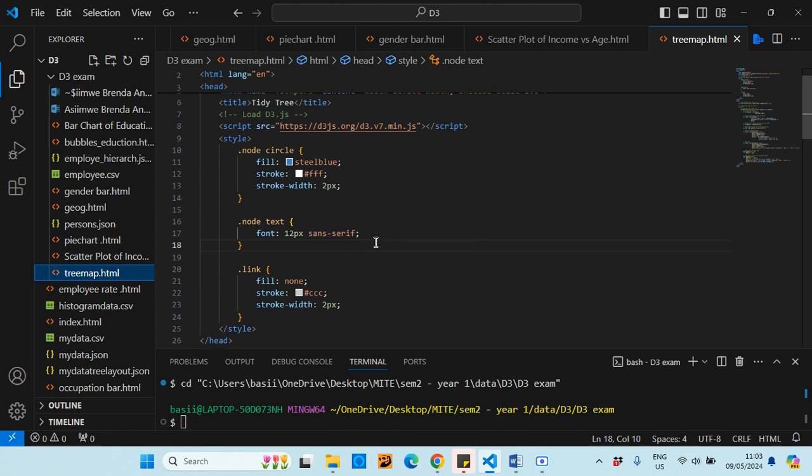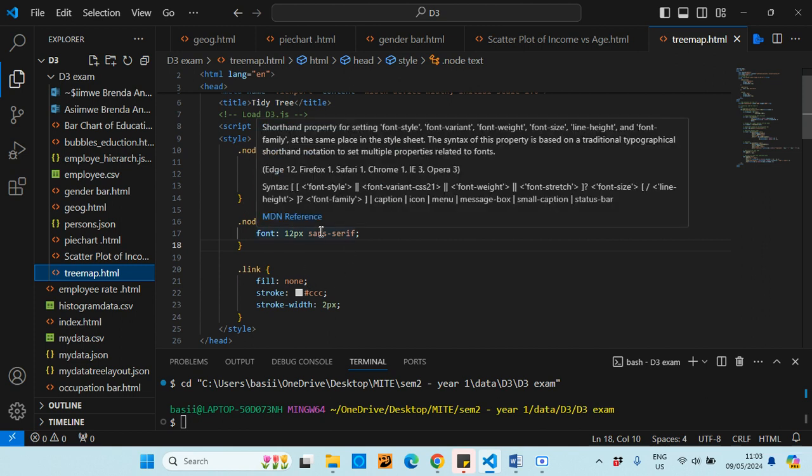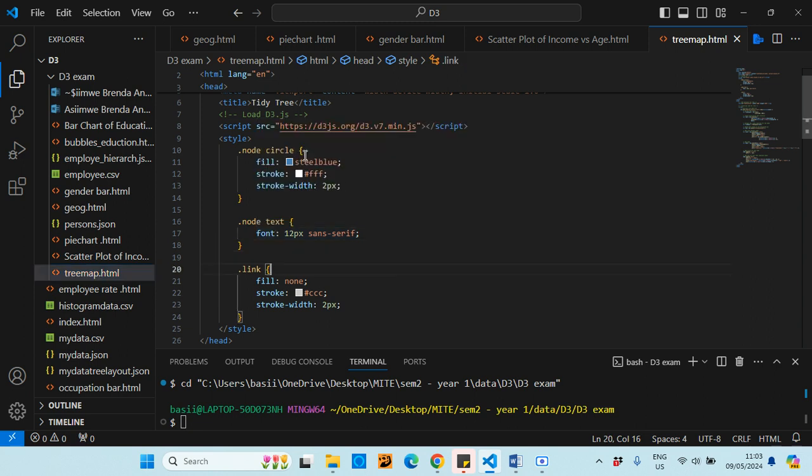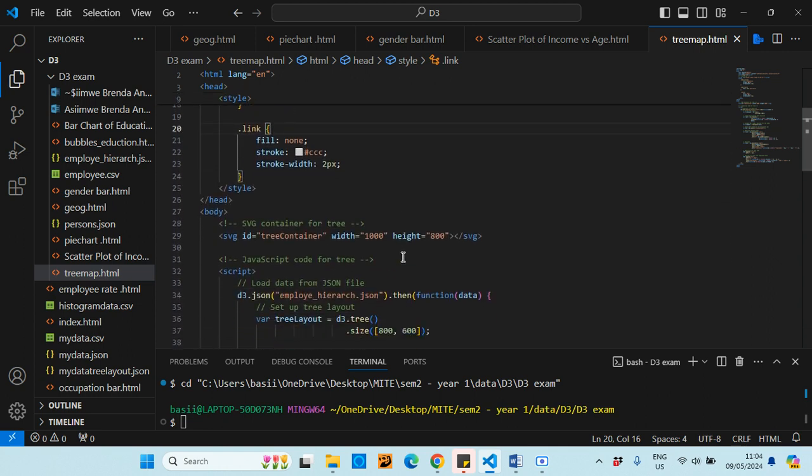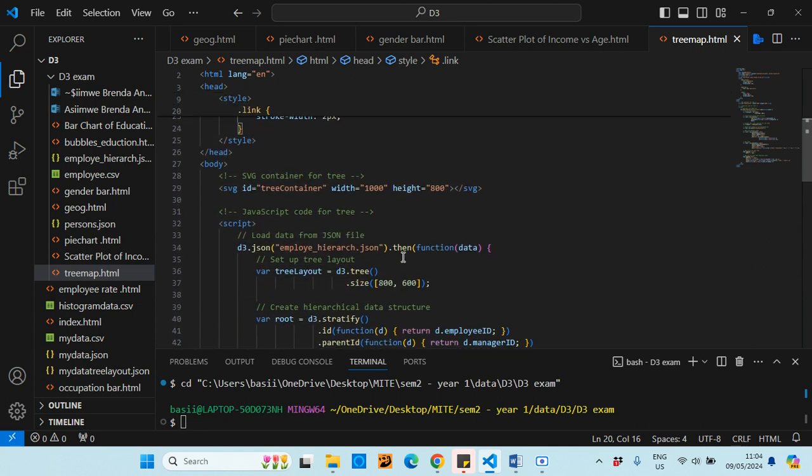Then I have the style. Here, I put the style in the style section instead of having it in the body. I declared everything here for the node circle, for the node text, for the links. That was basically the CSS for it.